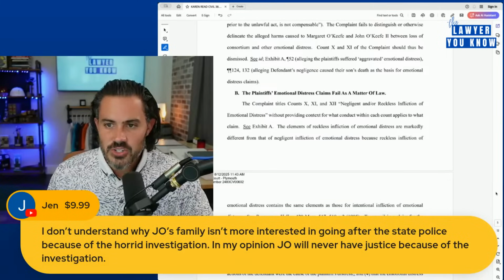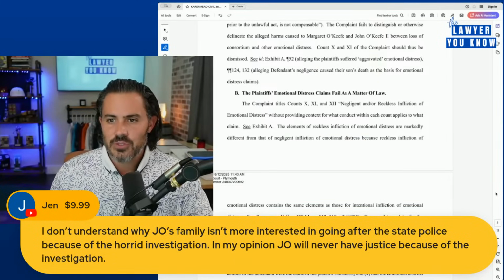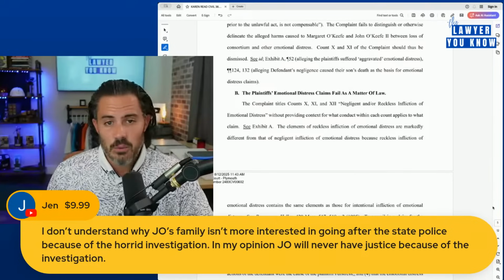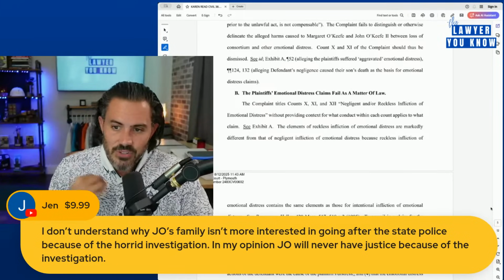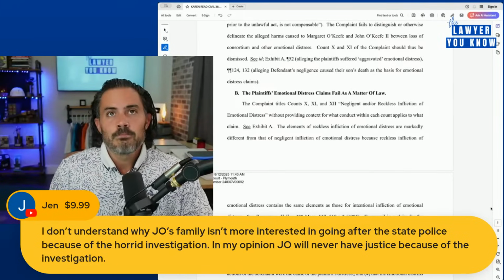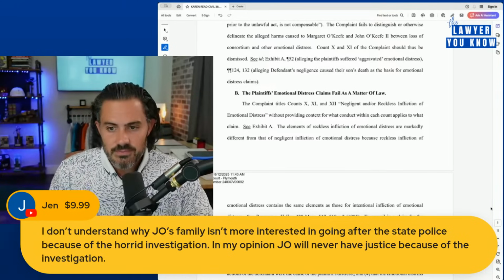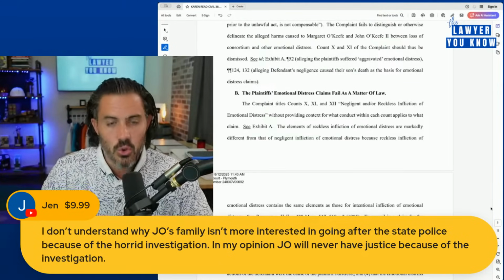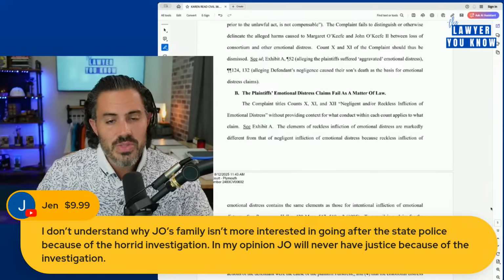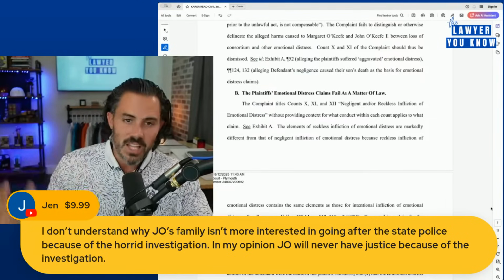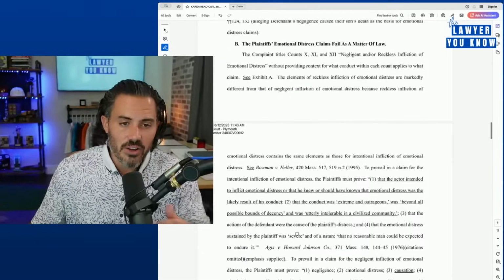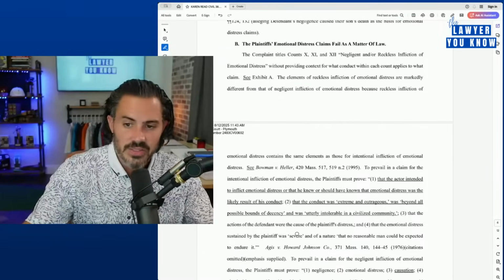Jen, I don't understand why John O'Keefe's family isn't more interested in going after the state police because of the horrible investigation. In my opinion, John O'Keefe will never have justice because of the investigation. I mean, I definitely think they would have a claim there as well. But we have to understand that they believe it was Karen Reed. I don't. I think the evidence doesn't point in that direction. I think it falls woefully short. They do believe that. So that's why they're filing this claim. Sometimes we don't always agree or see eye to eye. But that's why they're filing this complaint. Obviously, that's why they filed it, and that's why they're pursuing this action.